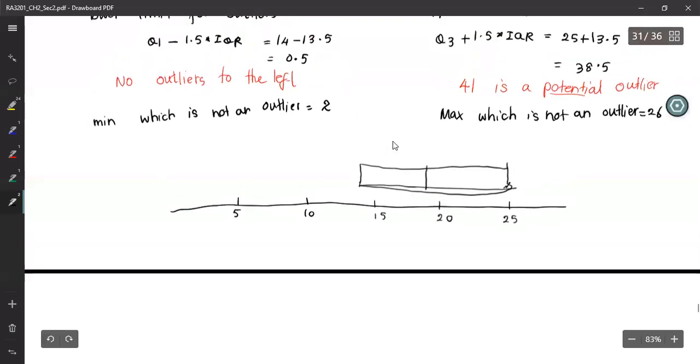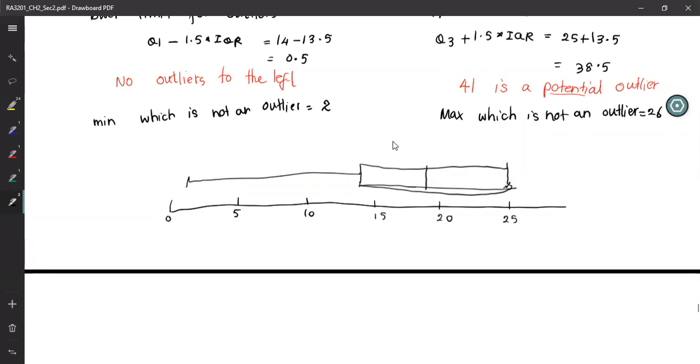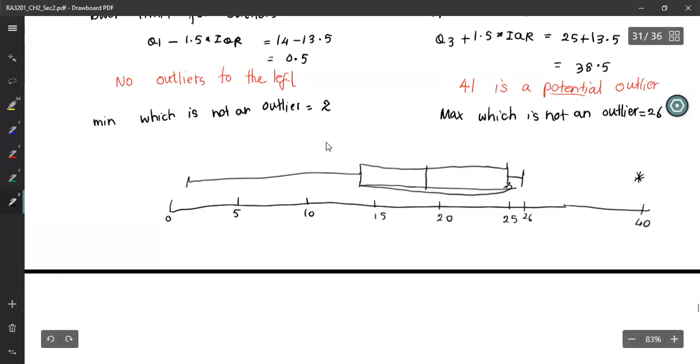Then you have to draw the whiskers. Minimum, which is not an outlier, goes all the way down to 2 somewhere here. And then max, which is not outlier, is 26 somewhere here. And finally, you have to mark the outlier. So 41 will be somewhere over here. So that's all. That's your box plot. Is this clear to all of you? Any questions?